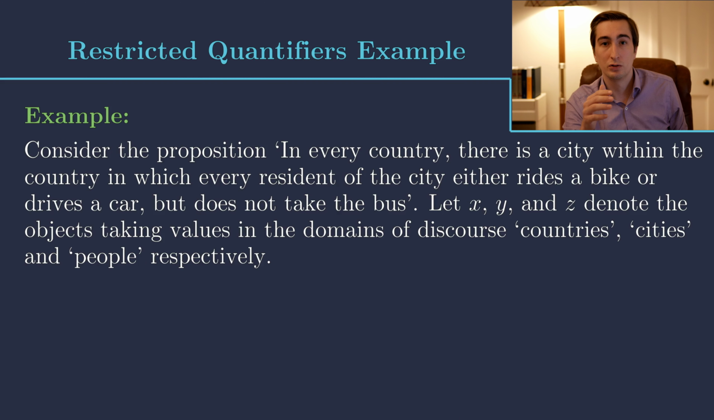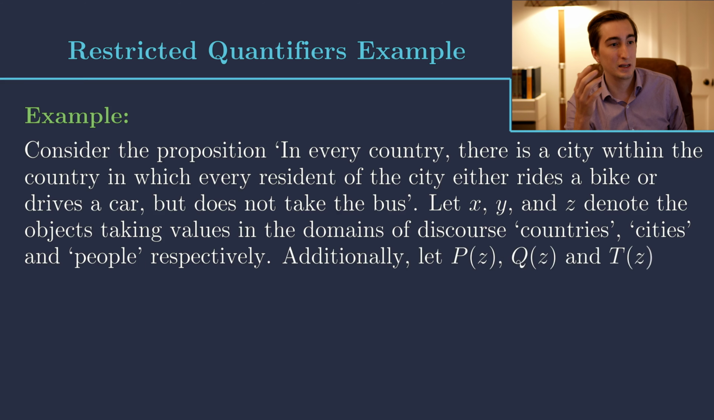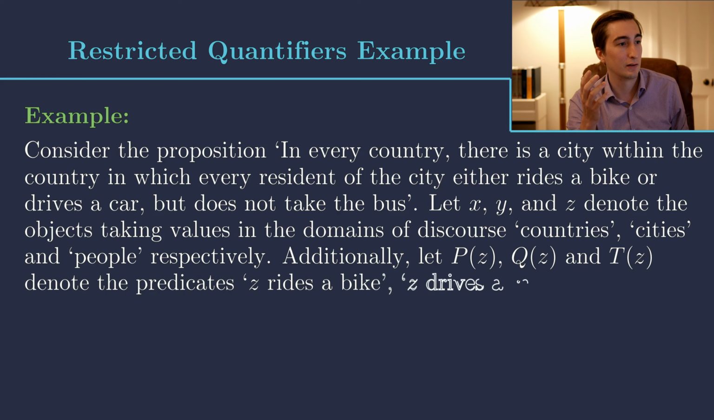And now the next thing we want to do is look at what the predicates are in this particular statement. So let's start with just the predicates on the people. We've got P of Z, Q of Z, and T of Z that I've used here.